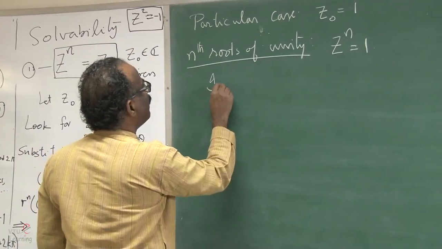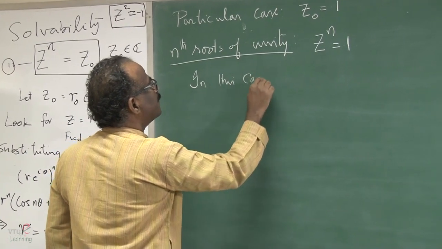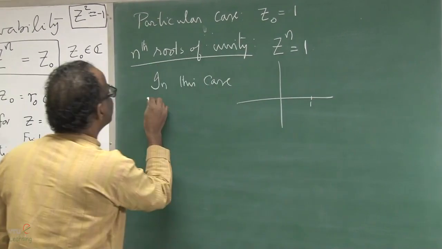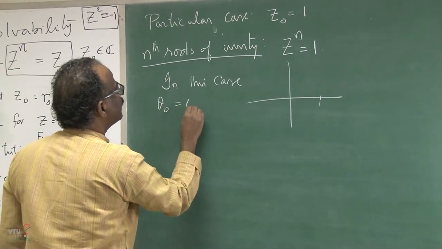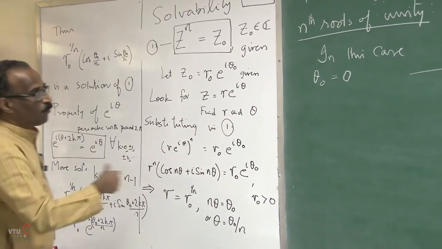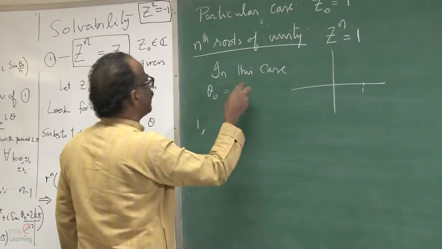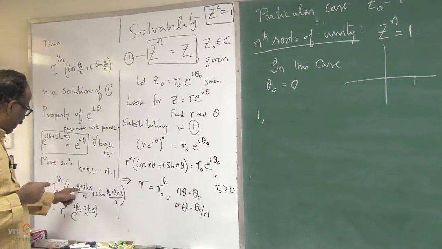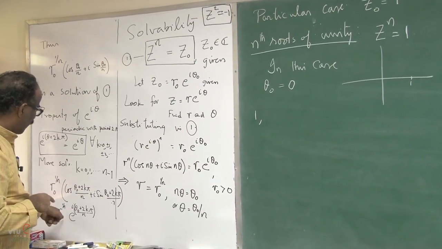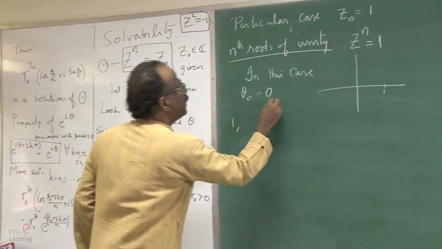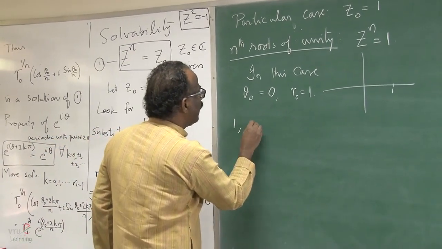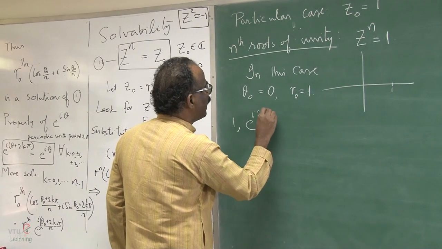So in this case, what will we get? 1 has no angle, so you have θ_0 = 0 and r_0 = 1. If you substitute into this equation, what are all your n roots? When k = 0, with θ_0 = 0, you get cos 0, and r_0 = 1. So you get one solution, and then you will get e^{i2π/n}.